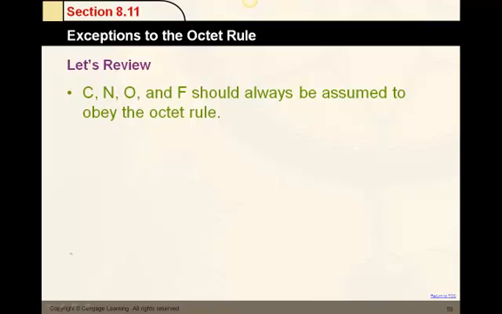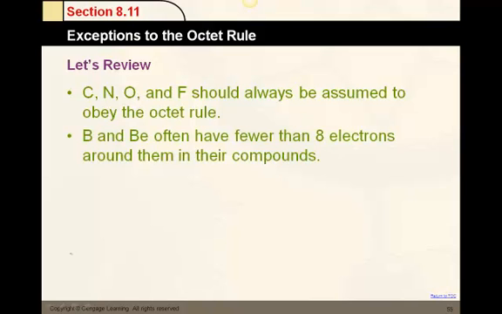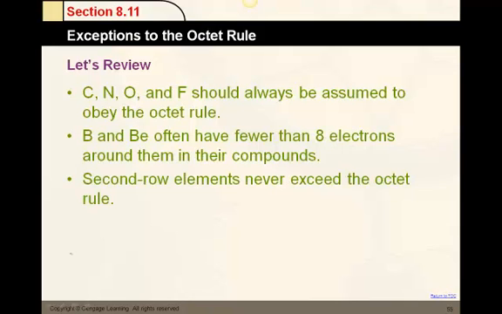So let's review. Carbon, nitrogen, oxygen, and fluorine should always be assumed to obey the octet rule. Notice those are the smaller ones of that particular family. Boron and beryllium have fewer than 8 electrons around them in their compounds. Second row elements never exceed the octet rule. Again, the smaller the atom, the less likely that can happen because they can't accommodate additional things around them because the nucleus and the valence shell are so close.